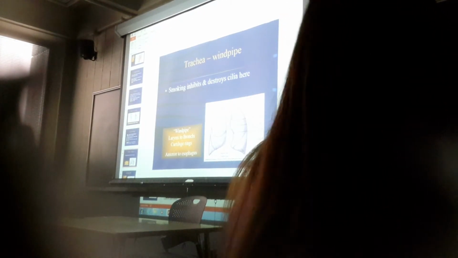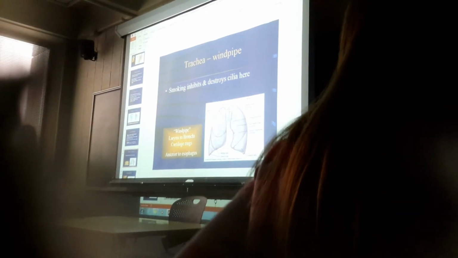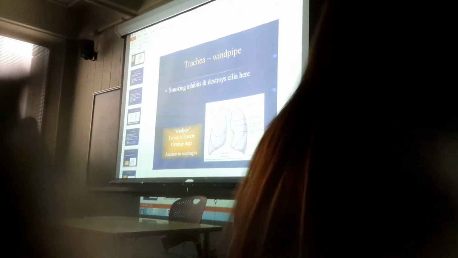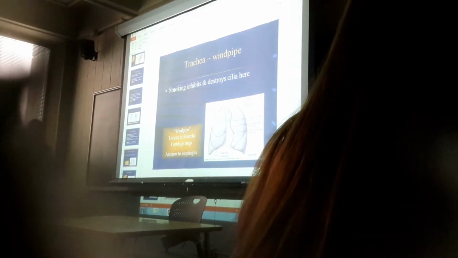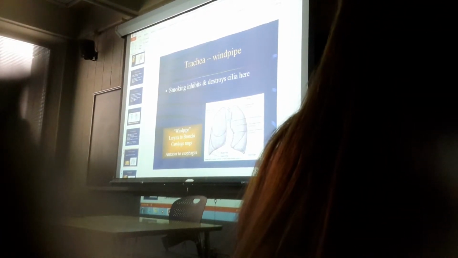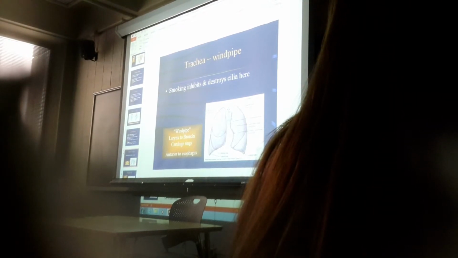So we're moving down, the trachea is coming down. Trachea is what we call our windpipe, that's where air is coming down. And we have the cilia inside there, so we can brush things up and out. So it goes from the larynx down to the trachea, that's what we call our windpipe. And below the trachea are the bronchioles.